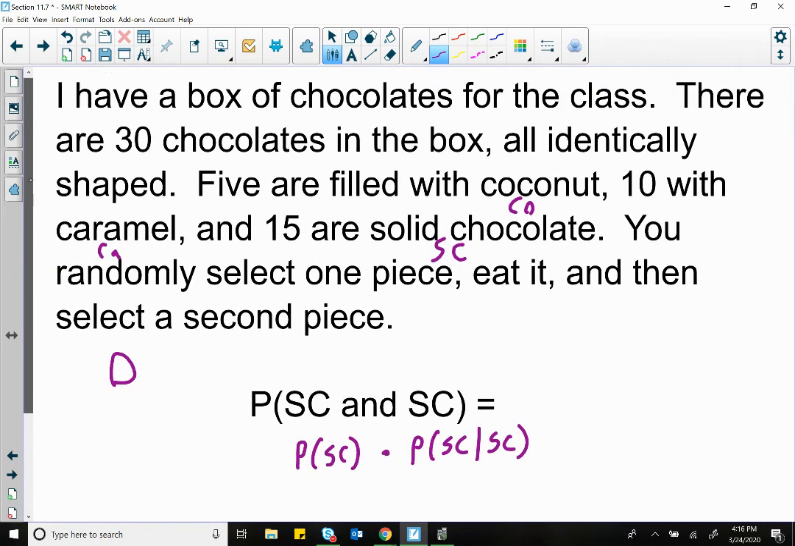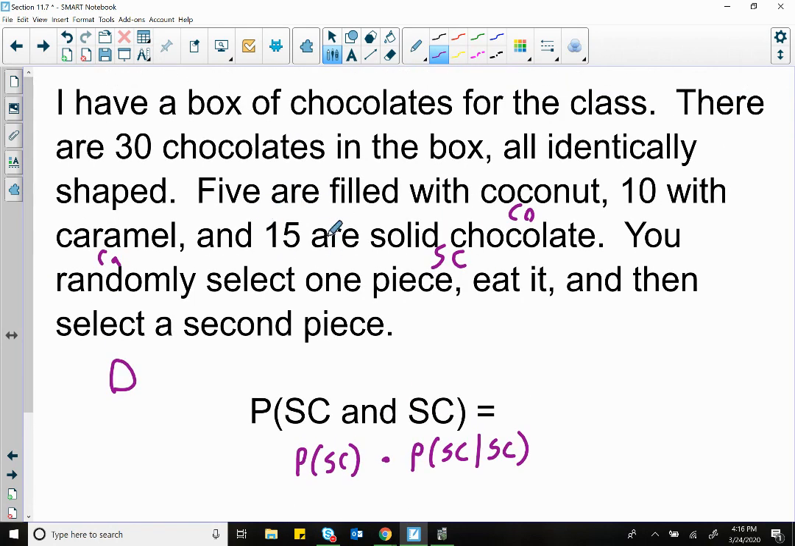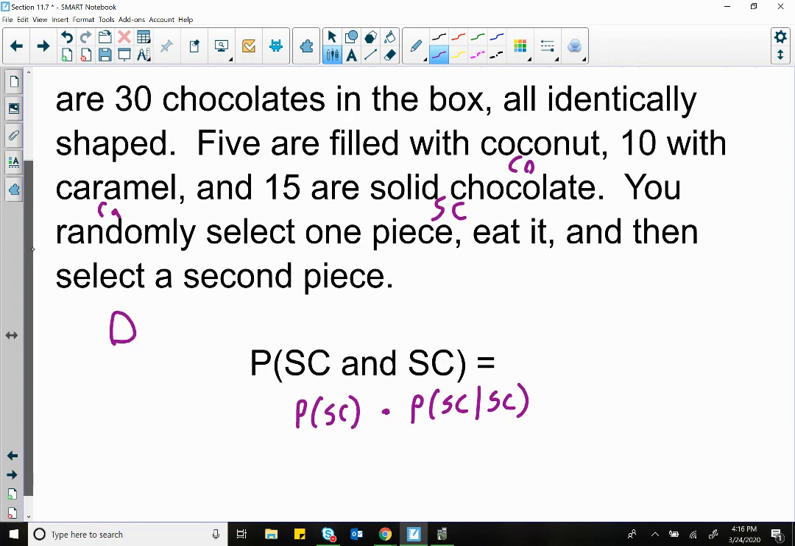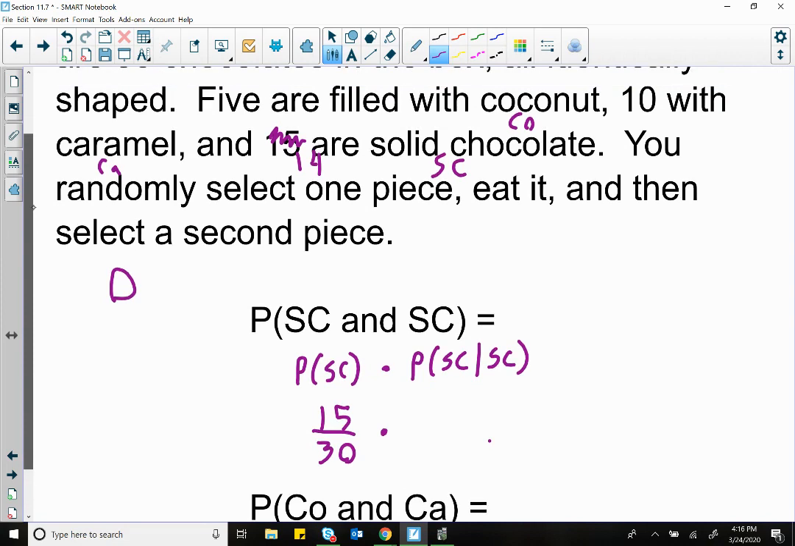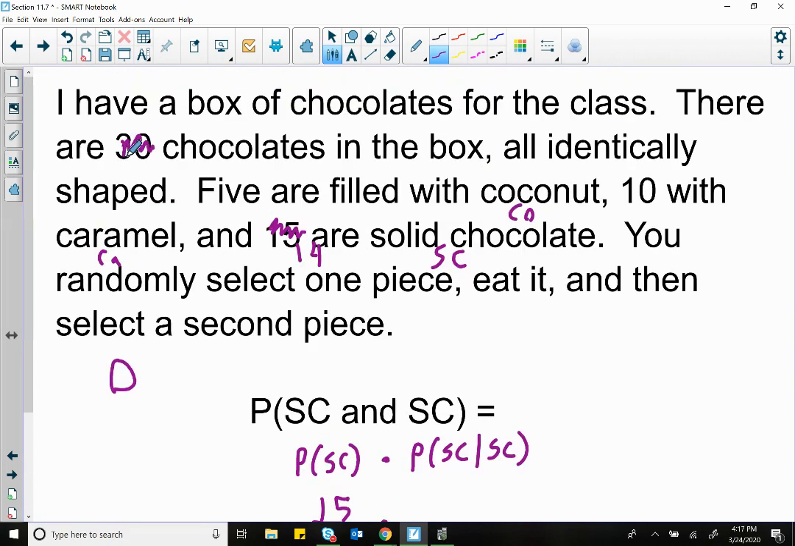How many solid chocolates are there in the box? And there are 15. Out of how many total? 30. So 15 out of 30 times, all right, so we just ate that solid chocolate. So there aren't 15 anymore. There are 14. And because we ate one, there aren't 30 chocolates in there. There are 29. You see how everything is affected now? It's not the same box anymore.